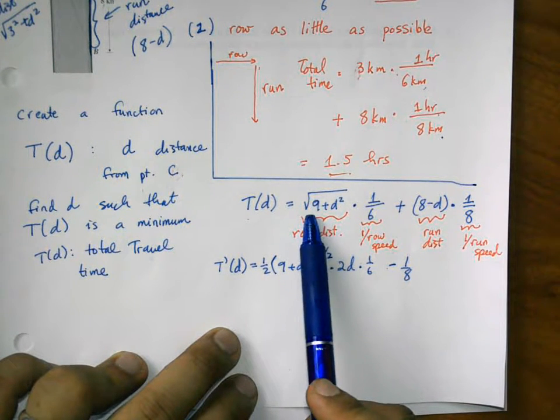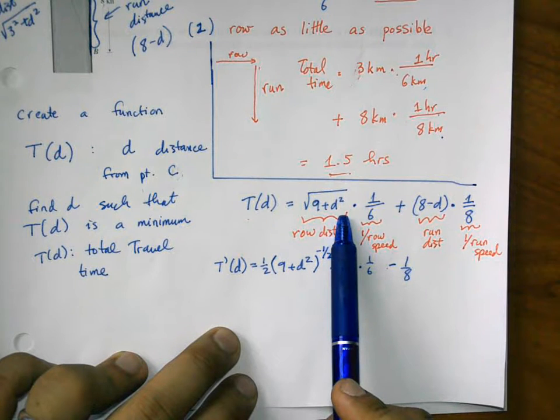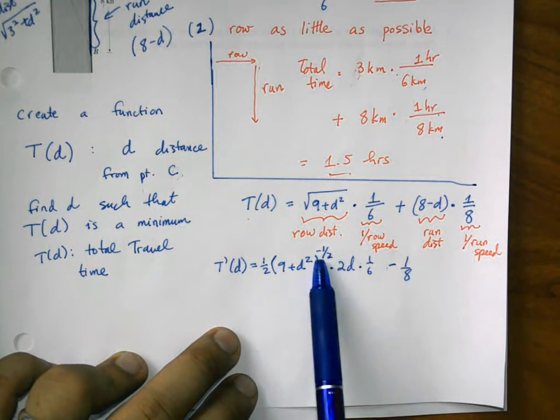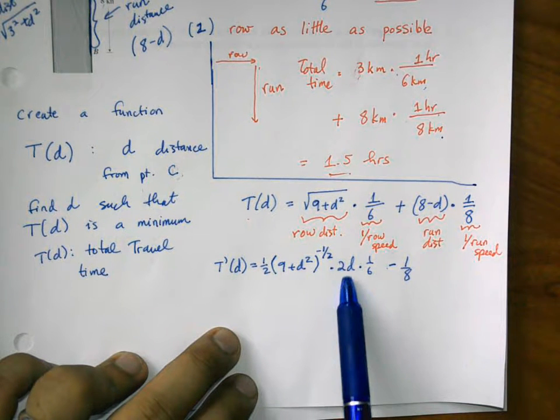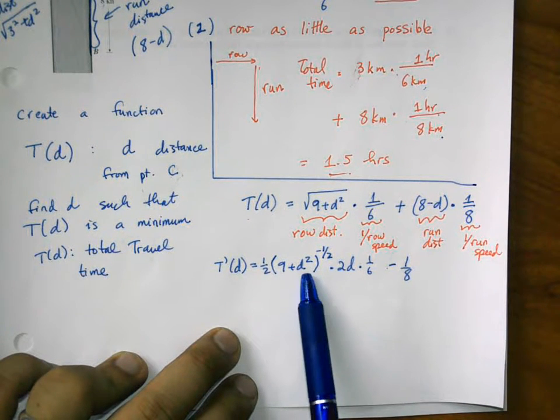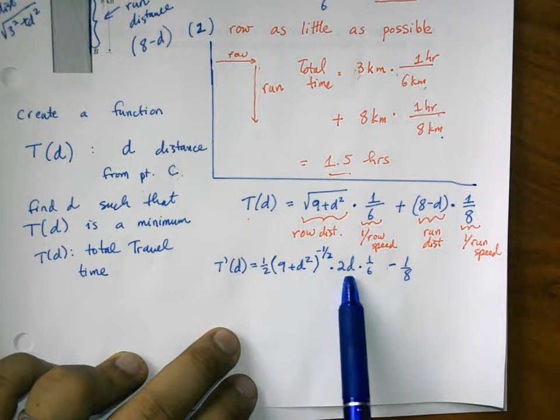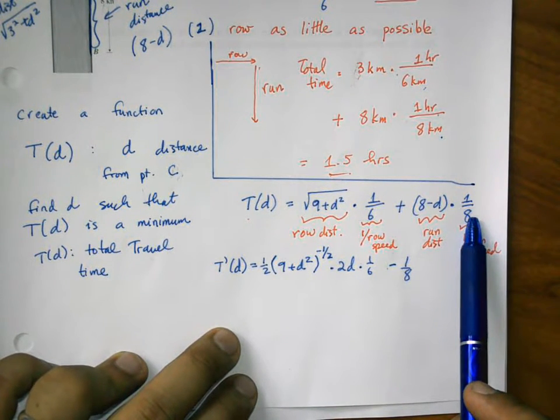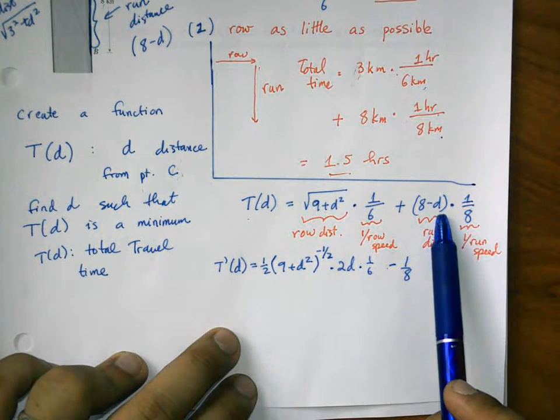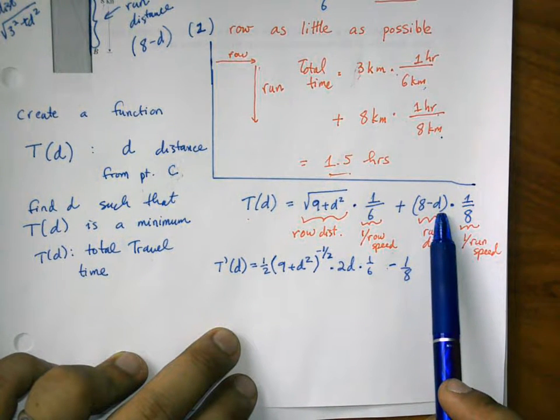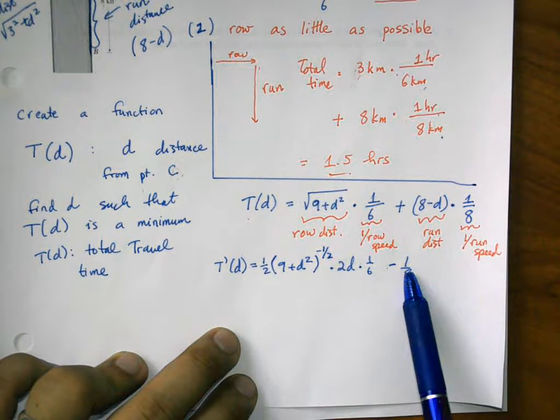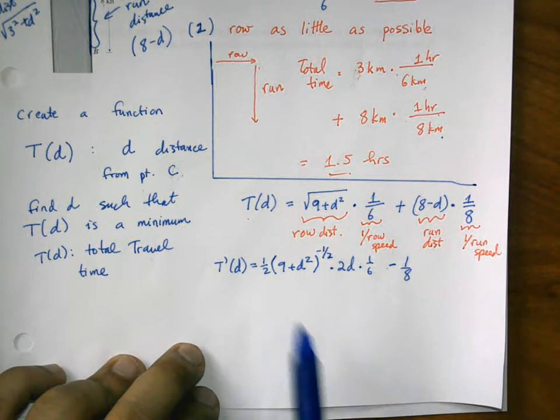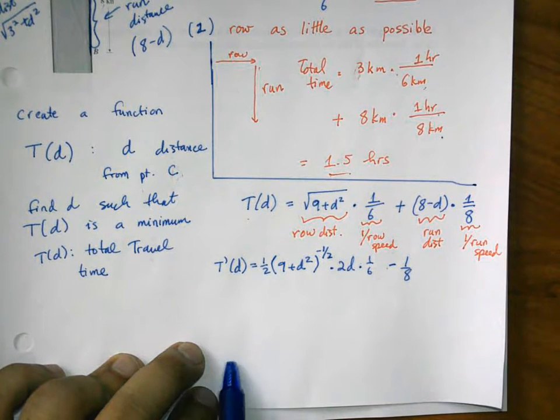So I made this really 9 plus d squared to the 1/2. Applying the power rule, we get the 1/2 and the negative 1/2 right here, times the derivative of the inside function, which is 2d, and then times this 1/6. Over here, if I distribute the 1/8, I really have 1 minus d over 8. So the derivative of 1 is 0, and the derivative of minus d over 8 is negative 1/8. And this is the derivative.